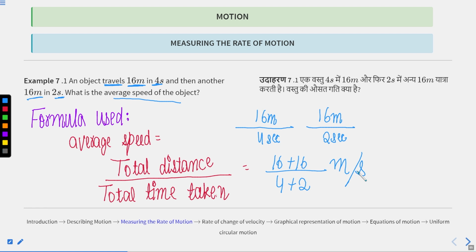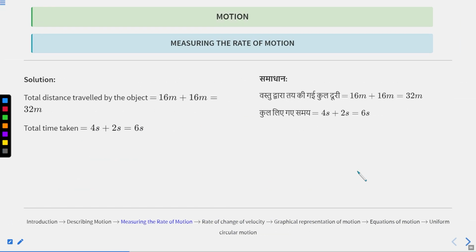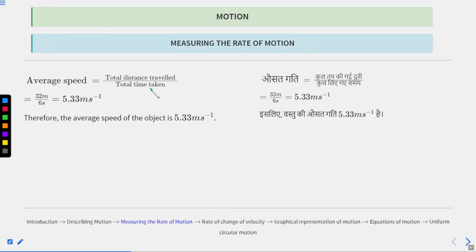Let's see the complete answer. I hope the approach is clear to all of you. The solution: total distance traveled by the object is 16 plus 16, which is 32 meters. Total time taken by the object is 4 plus 2, which is 6 seconds. The formula of average speed is total distance divided by total time taken. Total distance is 32 meters, total time taken is 6 seconds, and the final answer is 5.33 meters per second.